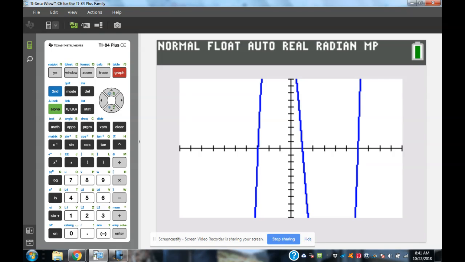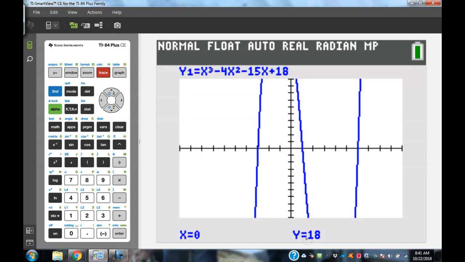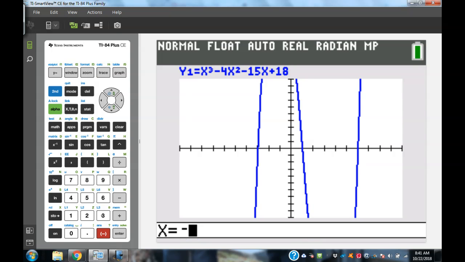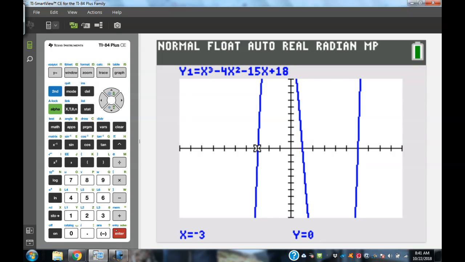Here's another trick to know if one works or not, because as we move forward, we're going to see some places it crosses the x-axis, but not right on a number. If you hit the trace button, which is right next to graph, and then type in the number you want to try. So I want to try -3. I'm going to hit -3 and then enter. Notice what the y value is. 0. That means, yes, that is where it's crossing the x-axis.